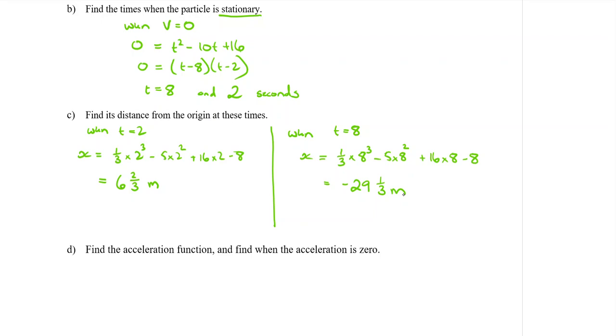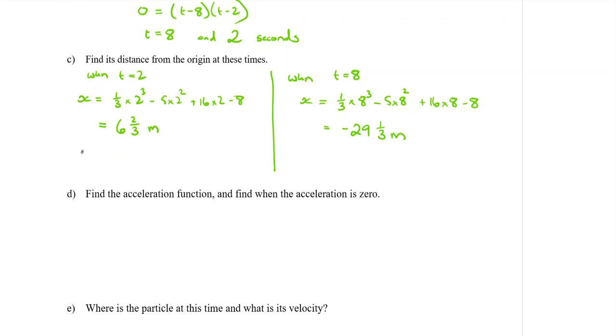Okay? So if we want to be clear that we want these to be written as distances, I could say that the first one here is 6 2/3 metres to the right of the origin, so it's a positive direction. Whereas this one is negative, I'm just going to say 29, get rid of the minus. It's 29 1/3 metres to the left of the origin, or the negative direction. But those are the distances without the direction.